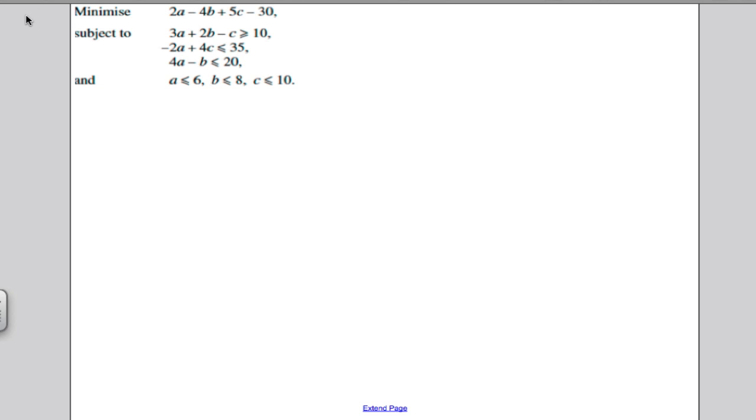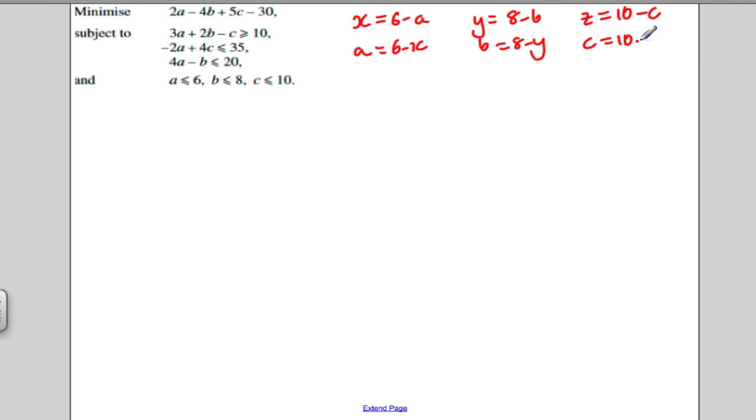Now, just to remind us, we defined x to be equal to 6 minus a, y to be equal to 8 minus b, and z to be equal to 10 minus c, so that a was 6 minus x, b was 8 minus y, and c was 10 minus z. Now if we simply substitute for a, b and c into these lines here, we can modify them to look like how question part 1 asked us to. So it's a simple substitution.